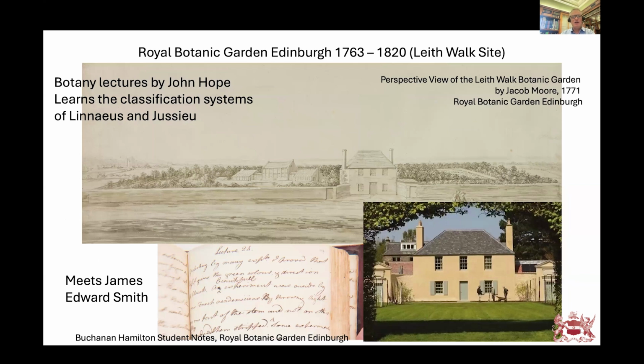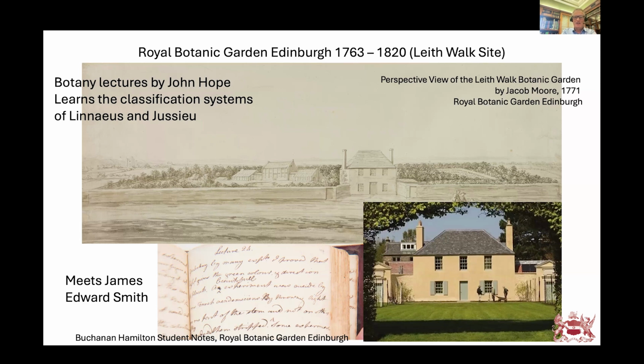Just to touch on his time at the Royal Botanic Garden, Edinburgh, he was there in the late 1770s, and he did his botany degrees in this house, which we call the Botanic Cottage, which was the main house on the Leith Walk site. It's now been relocated to the main site in Edinburgh, and it's our 200-year-plus connection with the great man and his works.